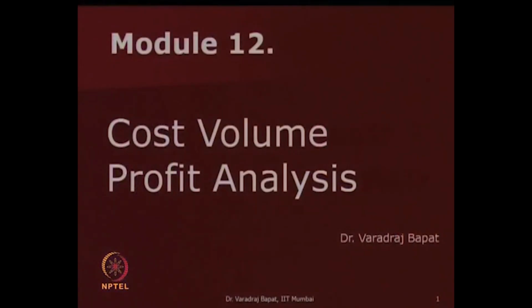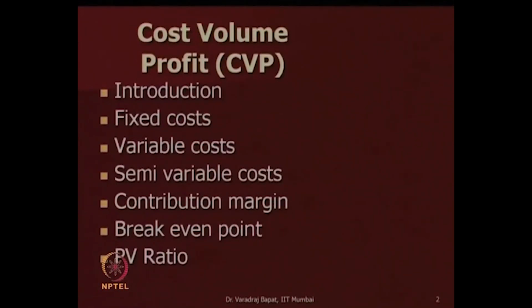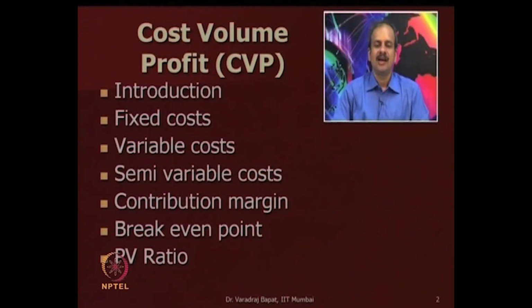Now, let us try to understand what is CVP, and we will also see the graphs about this cost classifications. Okay. So, this is module 12. We are going to discuss CVP. These are the contents. We will see what is CVP, then discuss about fixed costs, variable costs, semi-variable costs, contribution margin, break-even point, PV ratio.